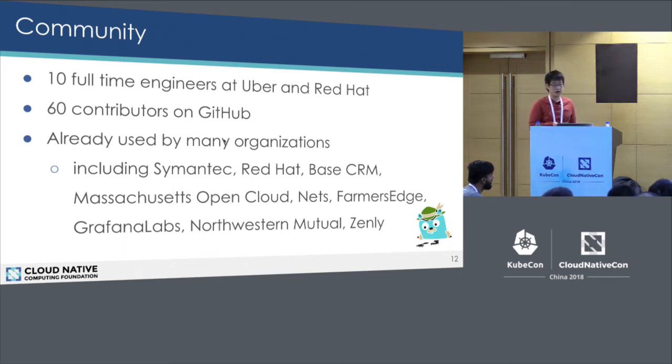So speaking of community, we have 10 full-time engineers at both Uber and Red Hat working on Jaeger. We have 60 contributors to the main Jaeger repository, but if we were to include all the sub-repositories like client libraries and such, then we would have a total of 200 plus contributors. We also have many organizations using Jaeger for day-to-day debugging, as listed here. If your organization is already using Jaeger in production, let us know and we'll gladly add you to the list.